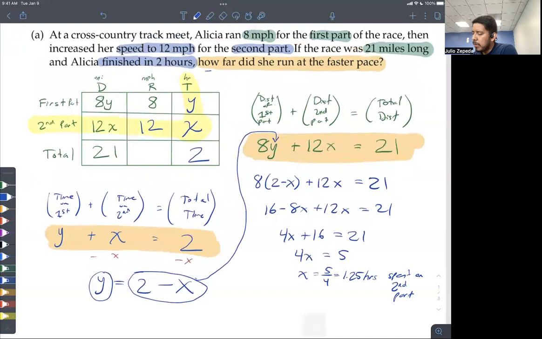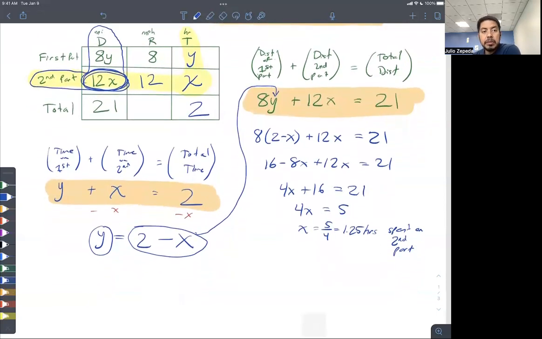Is that what we wanted to answer this question? Did we want the number of hours? No, it says how far did she run at the faster pace? And so how far she ran at the faster pace is given by the expression in this column here, the distance for the second part where these two overlap, that is the expression 12x. So now all we need to do is plug in our x into the expression 12x, and that will be our answer. So the distance for the second part is equal to 12x.